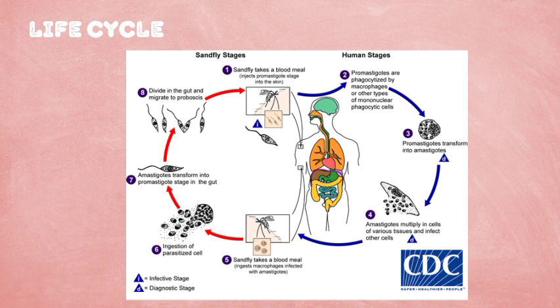Then the sandflies take another blood meal and ingest the macrophages that are infected with amastigotes. After that, it ingests the parasitized cells. Now the amastigotes transform into promastigotes again in the gut. And lastly, they divide in the gut and migrate to the proboscis.